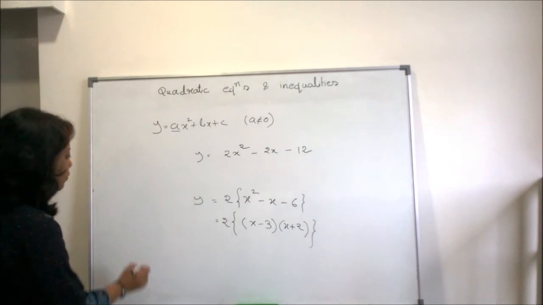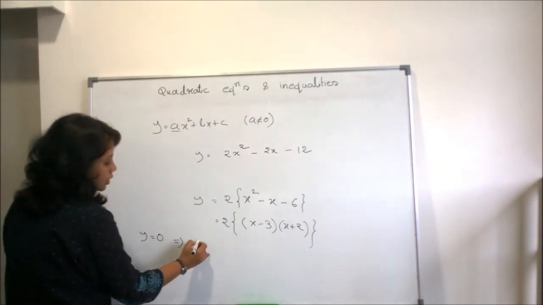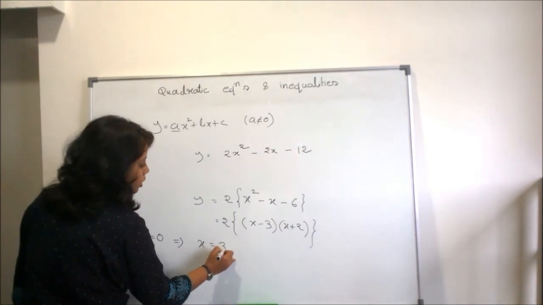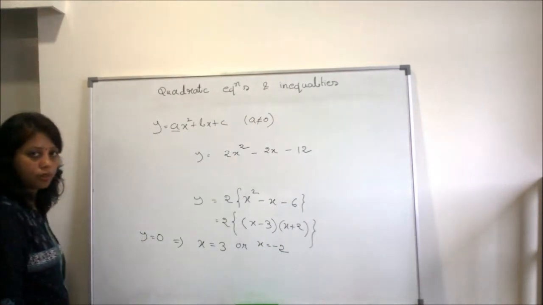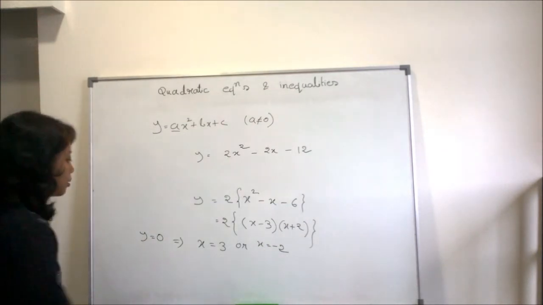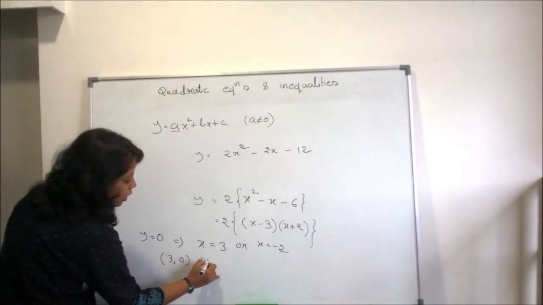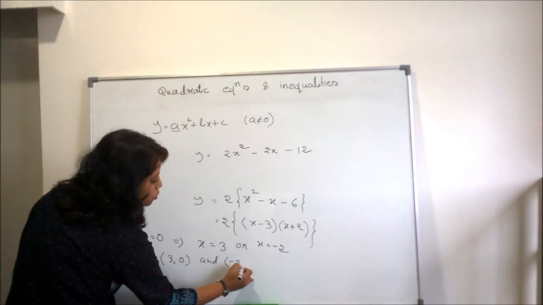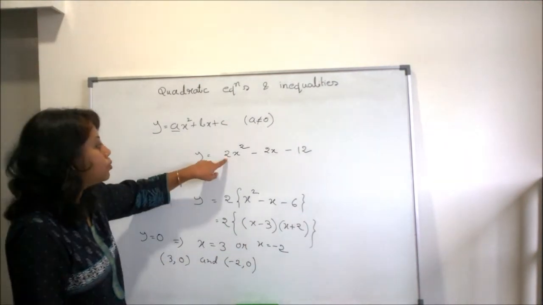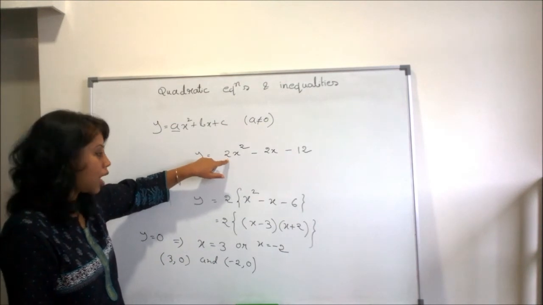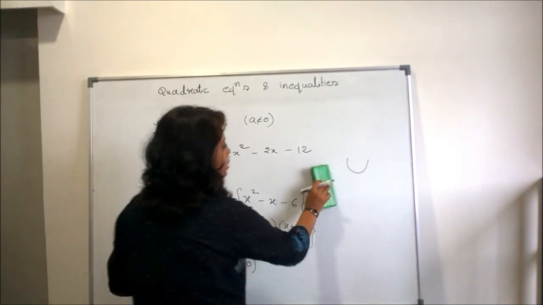Okay. So if we take y equal to 0, this gives us either x equal to 3 or x equal to minus 2. Okay. So the points on the x-axis will be (3, 0) and (minus 2, 0). First of all, we have seen that as a is greater than 0, our graph will be of this form, and where it touches the x-axis we have got these points.